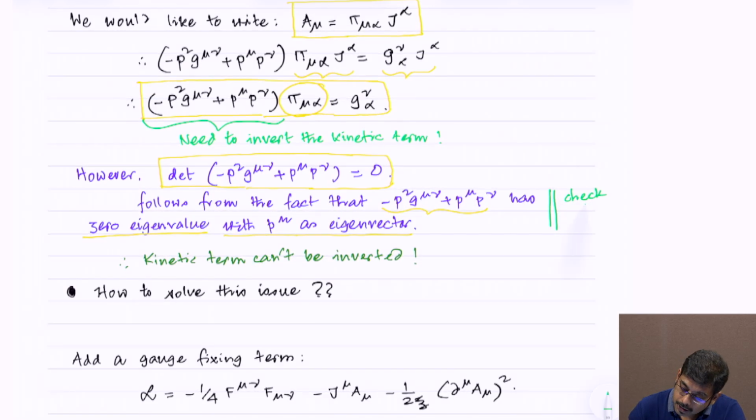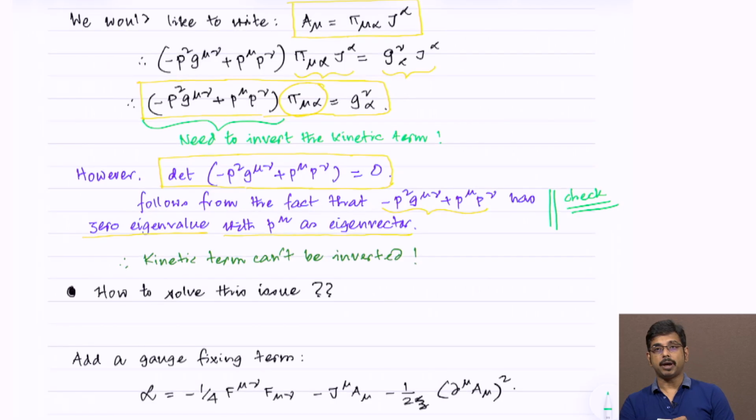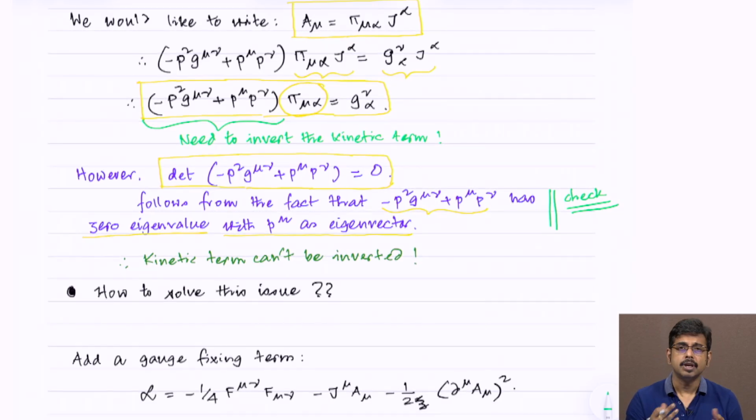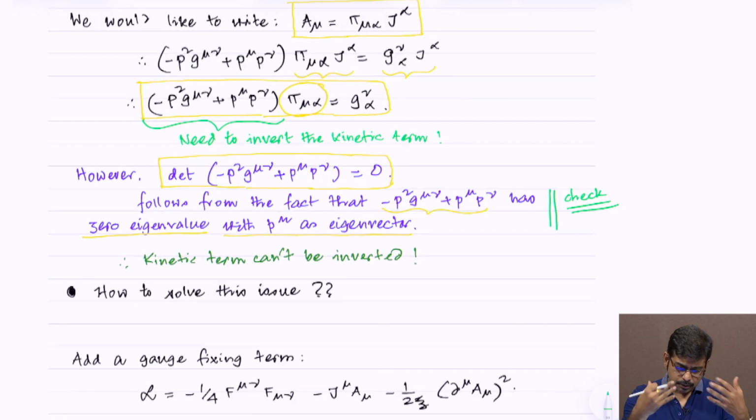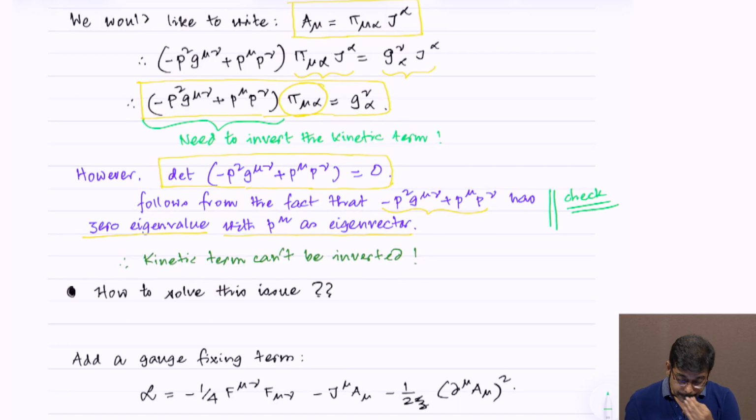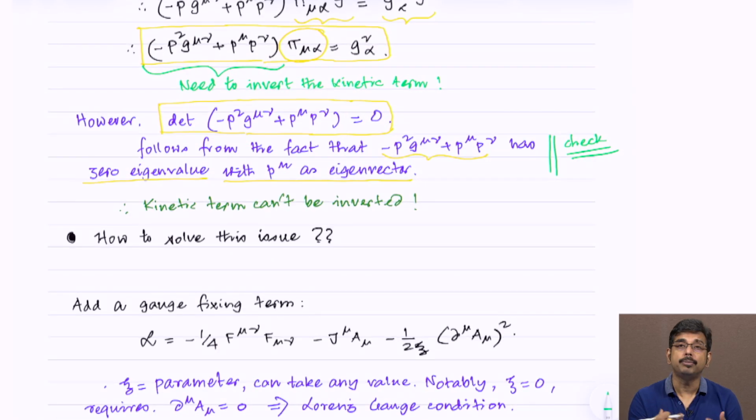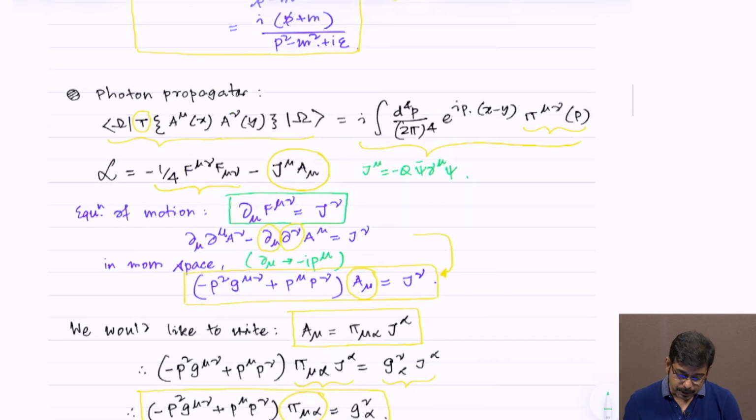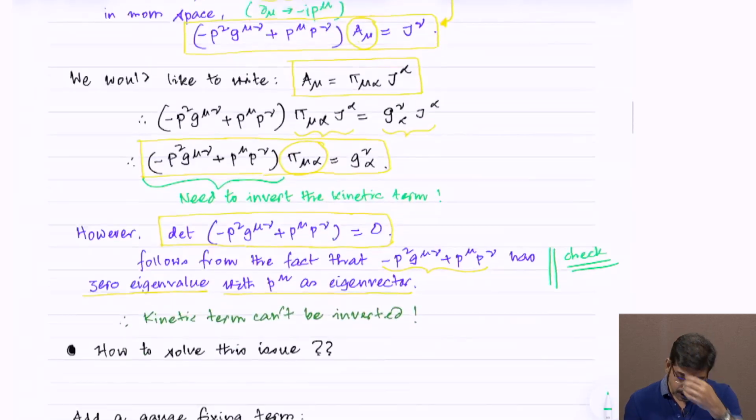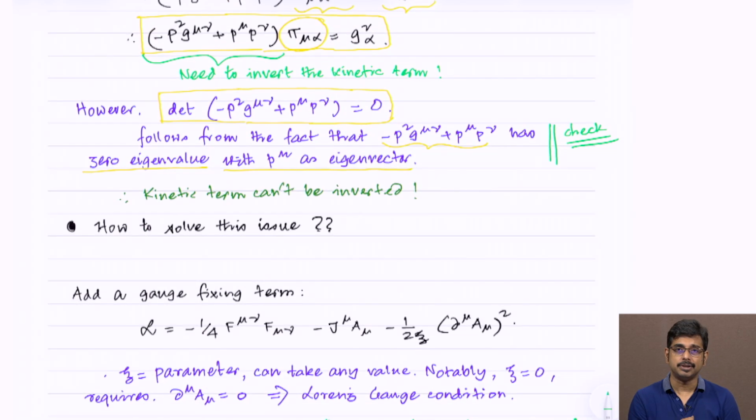So, we have a trouble in deriving the propagator for the vector boson field or the photon field, just because we need to invert this −p² g^{μν} + p^μ p^ν, but I cannot do that because the determinant is 0. So, the kinetic term cannot be inverted to find the propagator, as we have done for the other cases, for the fermion and the scalar cases. Now, what shall we do? How to resolve this issue?